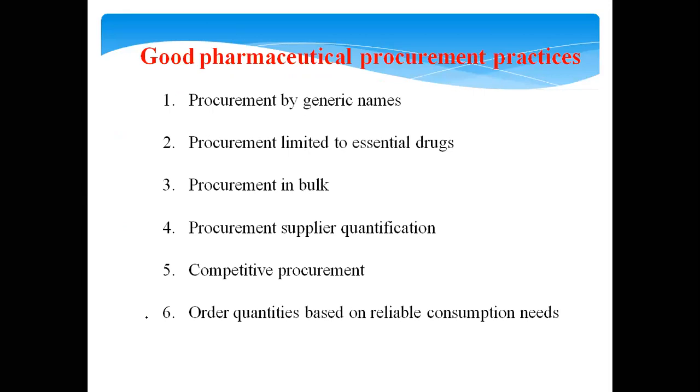Here are the good pharmaceutical procurement practices: procurement by generic names, procurement limited to essential drugs, where the essential drugs should be limited ones, procurement in bulk whenever the quantity is required, supplier qualification, and competitive procurement, which gives lesser cost, so you choose those suppliers. Other practices include quantities based on reliable consumption needs.